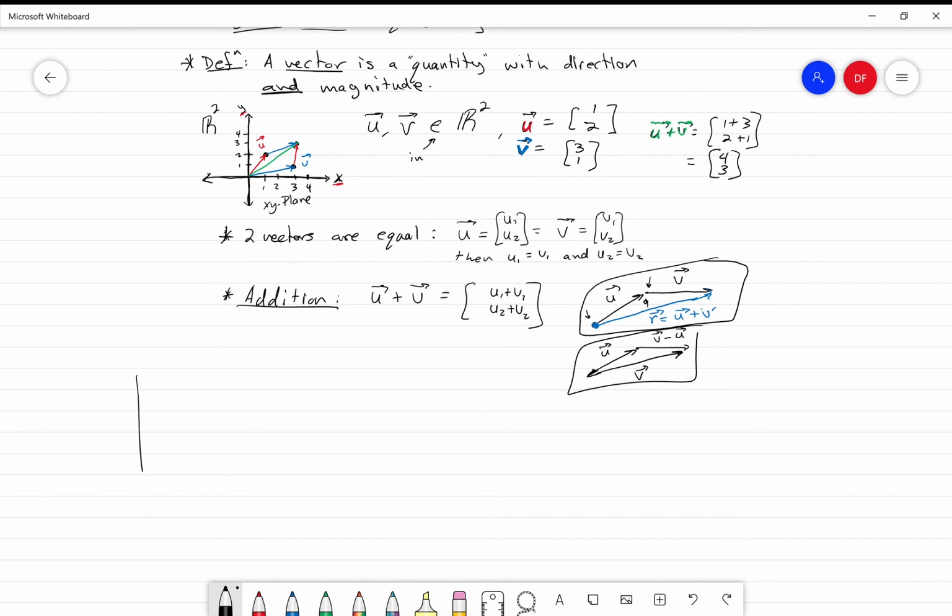So if I have u, and I multiply u by, let's say, 2, then I'm just increasing the length of u by 2. And if I have negative 1/2 u, I'm just decreasing the length by 1/2, and because it's negative, now it points in the negative direction, the opposite direction.